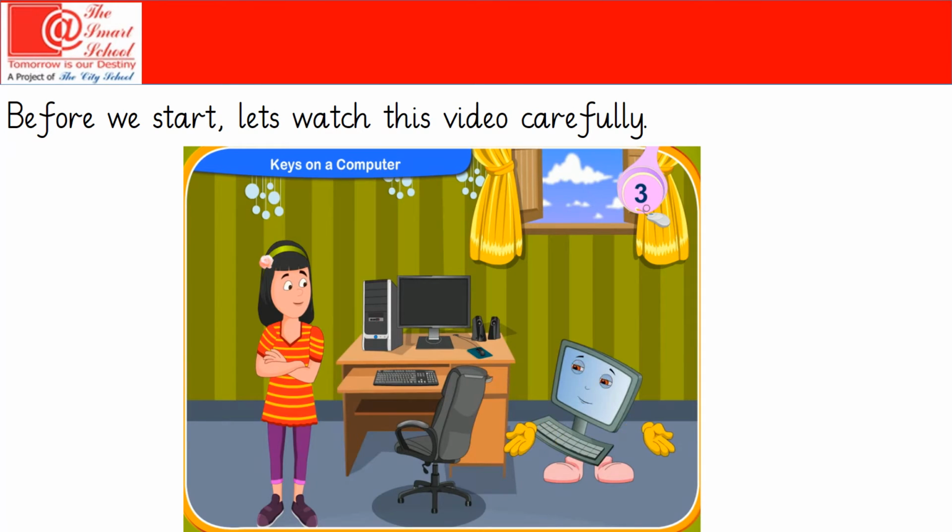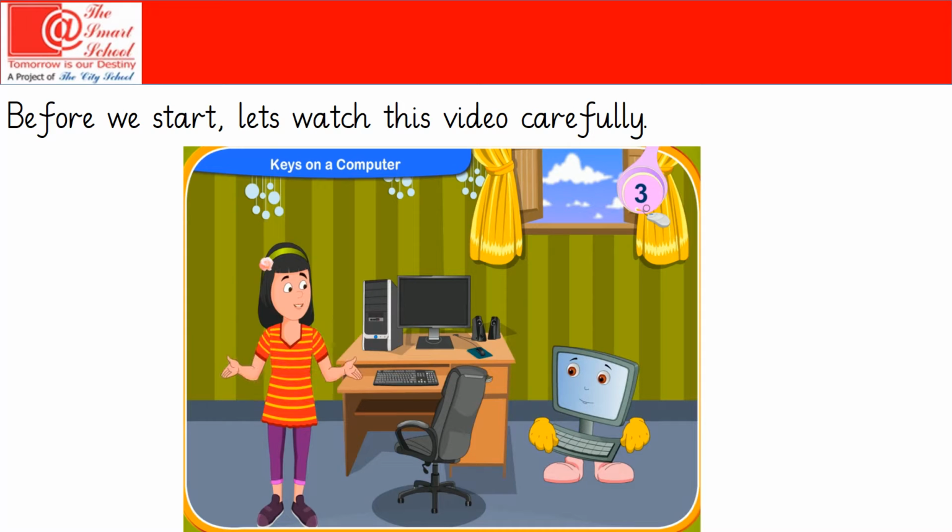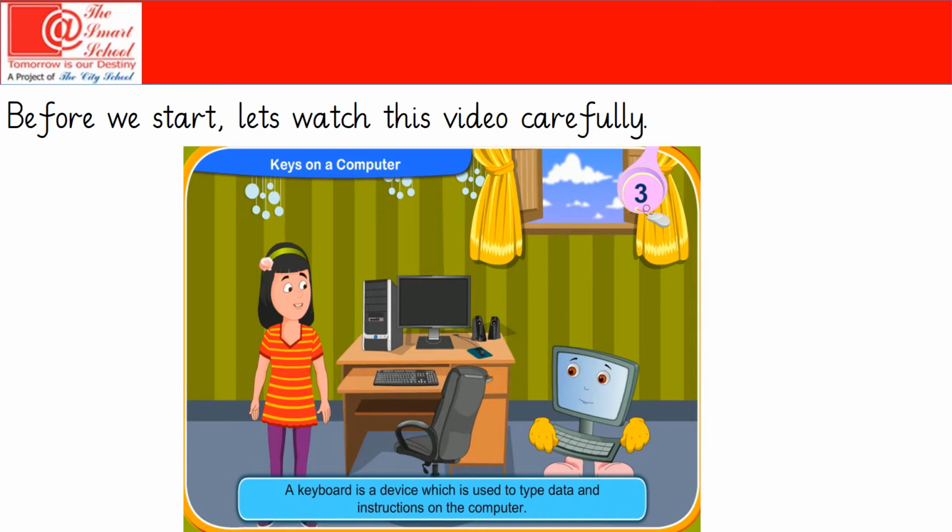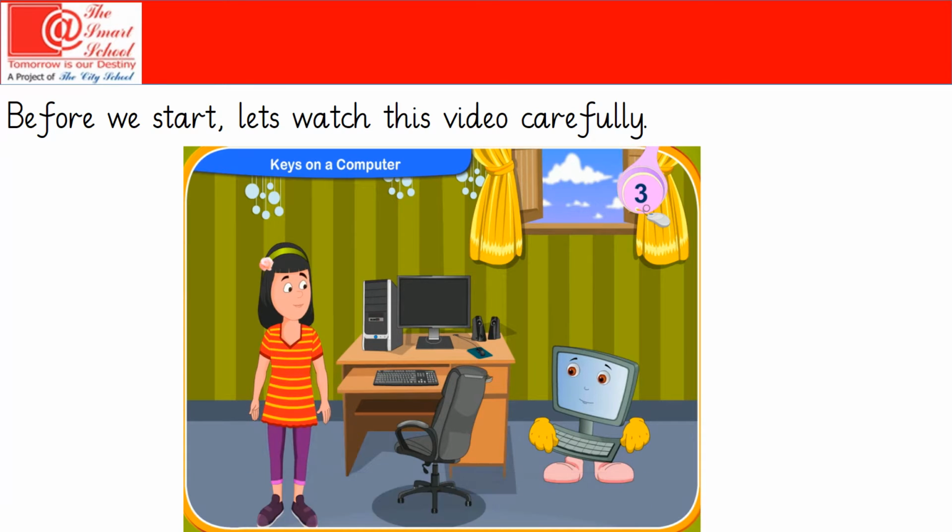Rennie, do you remember what a keyboard is? Yes, of course. A keyboard is a device which is used to type data and instructions on the computer. Very good. Now, tell me what are the different types of keys on the keyboard? They are the alphabet keys, the number keys, and... I think you need some revision about the different types of keys on the keyboard. Yes, it's been such a long time. I have forgotten about some of them.